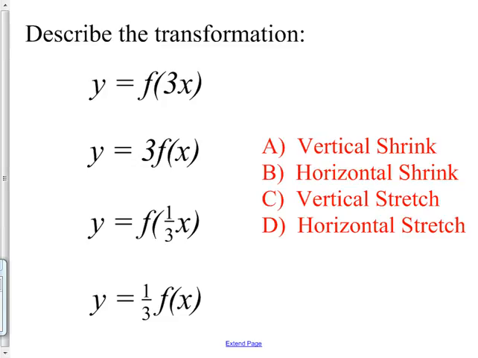I'm hoping the first thing you notice is that it's on the inside, and the inside stuff is left-right stuff. Is that like horizontal or is that like vertical then? Horizontal, good. So it's either horizontal shrink or horizontal stretch. And now, you got to ask yourself, that 3, what does that make you think it should do? Shouldn't it be 3 times wider?